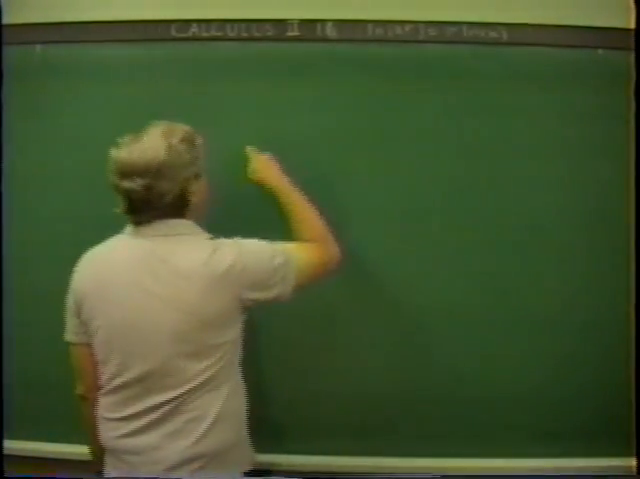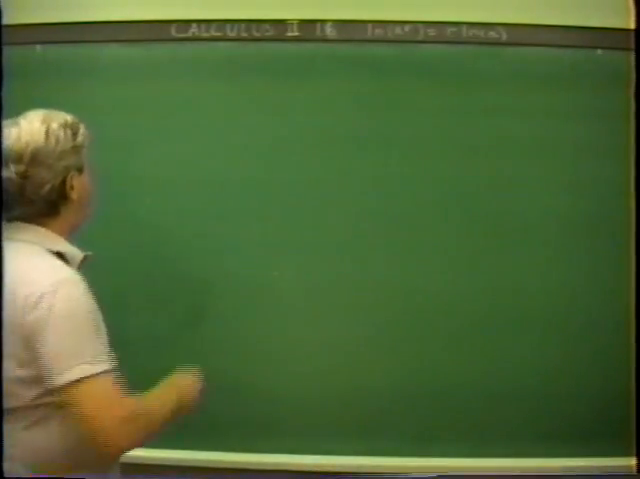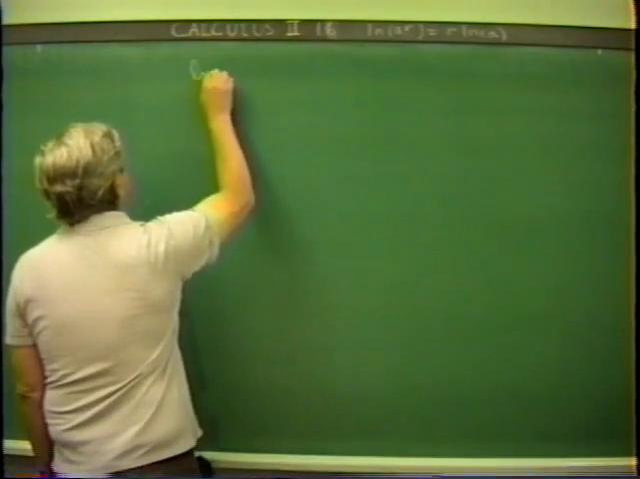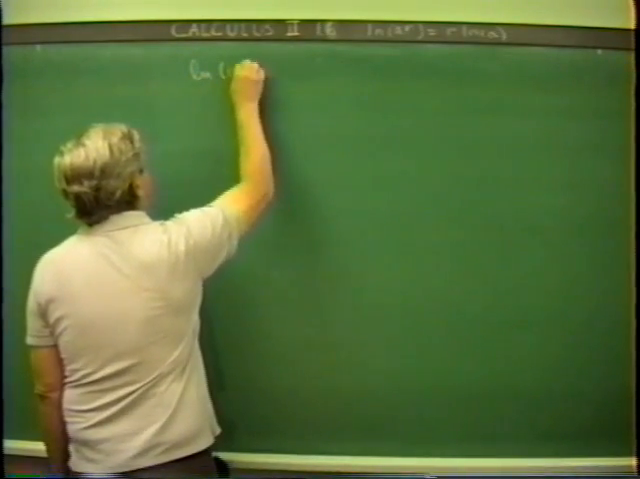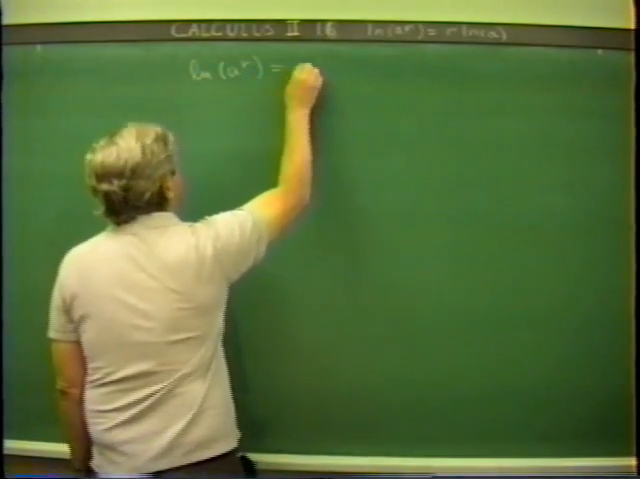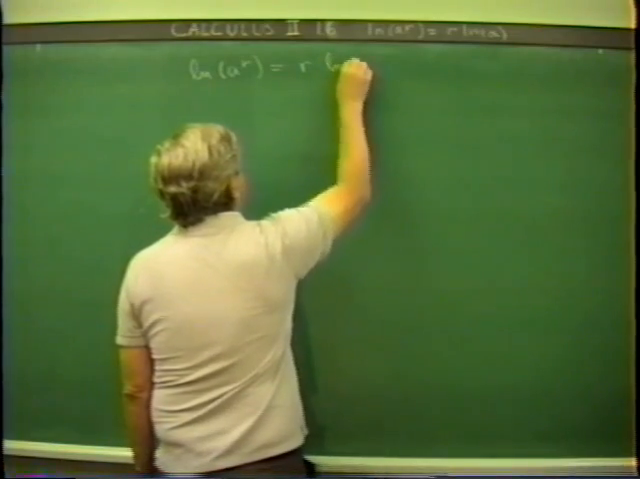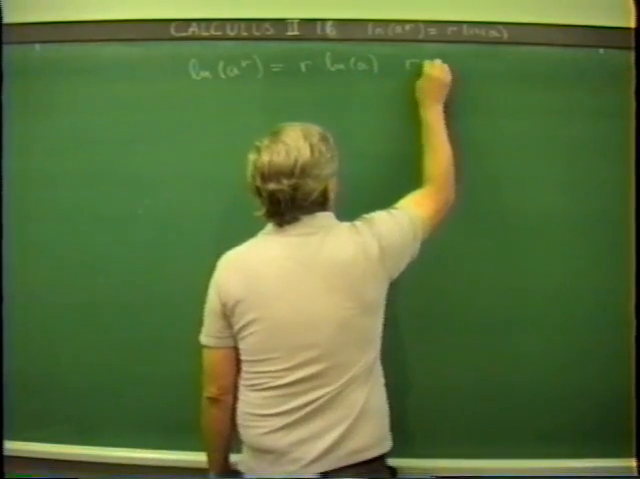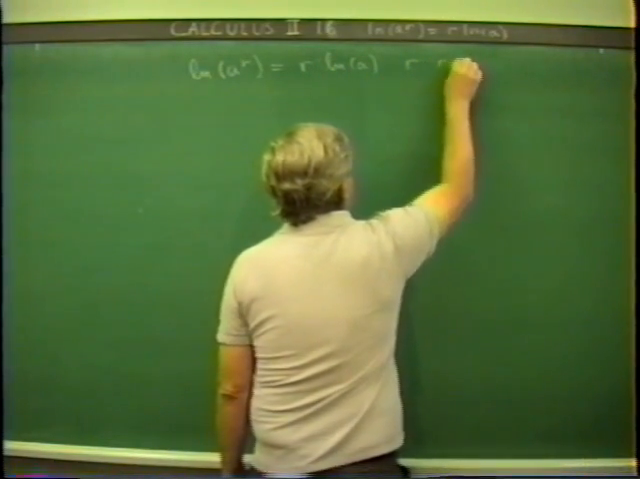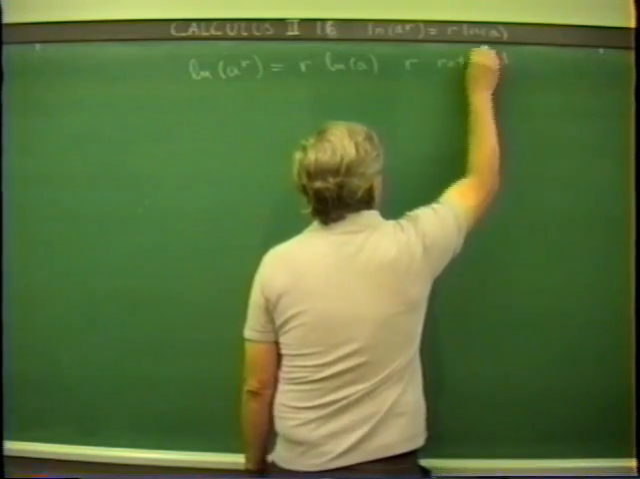We now want to consider a second property that logarithms have, namely that the logarithm of a to the r is r times the logarithm of a. We want to show that that holds true here for the natural logarithm: r ln of a, for r a rational number.